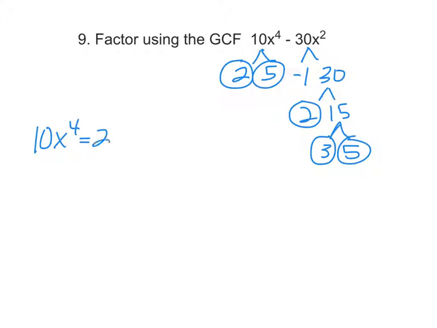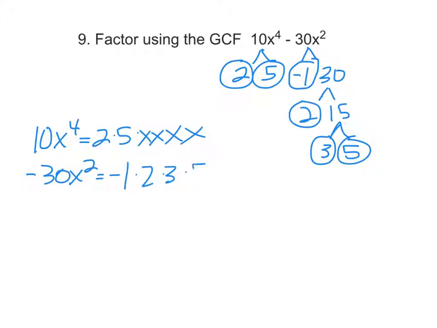So 10 was the same thing as 2 times 5. I have x to the 4th, so that means I have to write x 4 times. The second term is negative 30x squared. It looks like I forgot to circle the -1 right there. So -1 times 2 times 3 times 5. This one has an x squared, so we have to multiply x by itself 2 times.